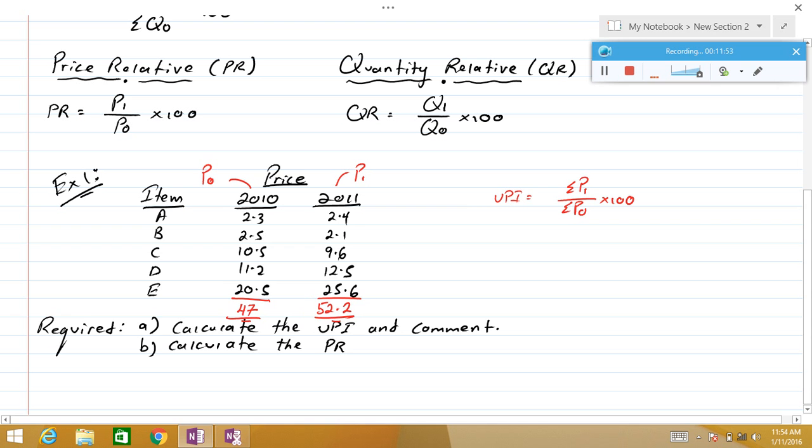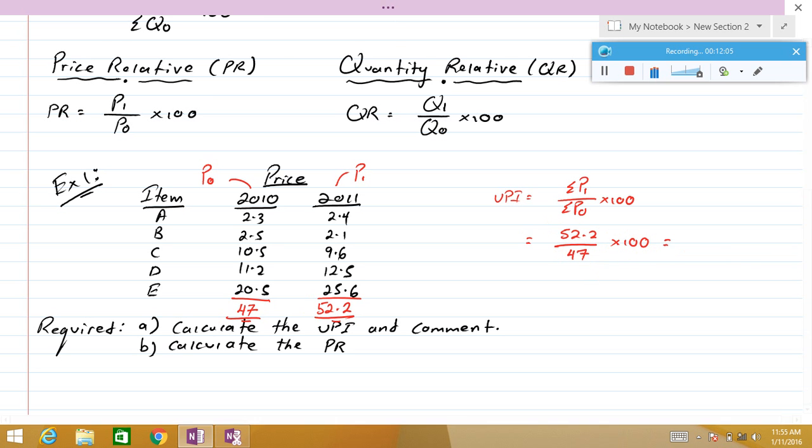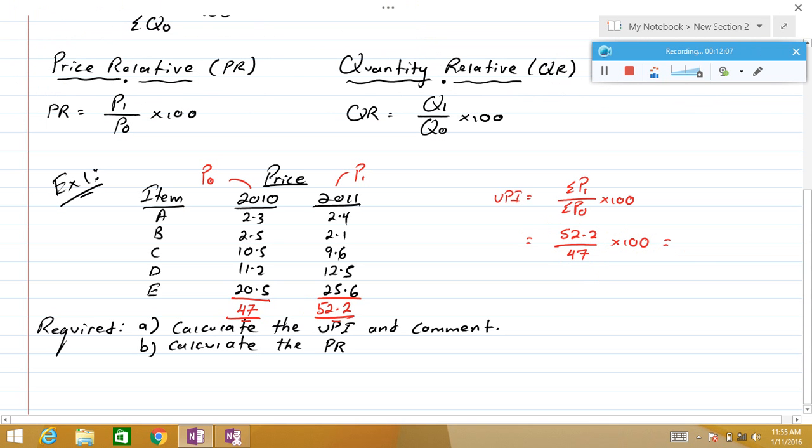So we take 52.2 divided with what? 47 times 100. How much do you get? 111.1%. So that's your part A done. Correct? One decimal, yeah, so you round it up, becomes 111.1.